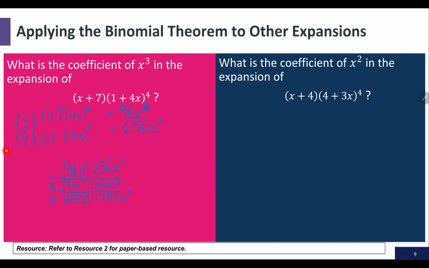So I only need to add those two together. Plus 96. And I get 1888. And that's all I need to write because it asks for the coefficient. It doesn't ask for the term. And I'm finished. Here's your example on the right. Pause the video and have a go now.